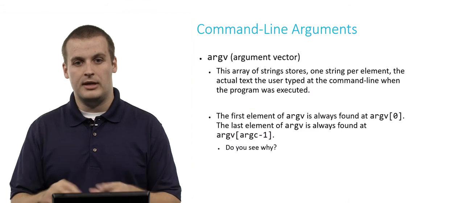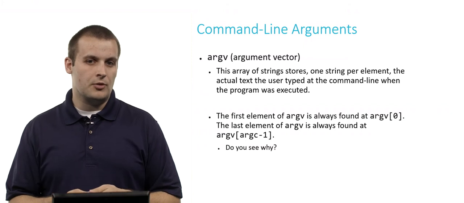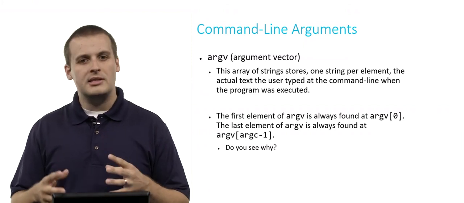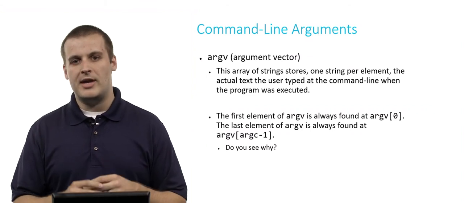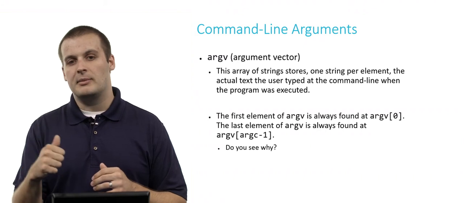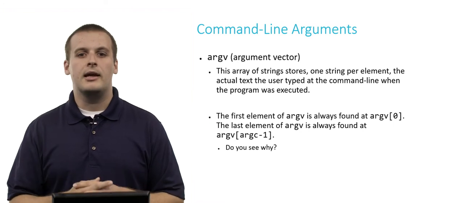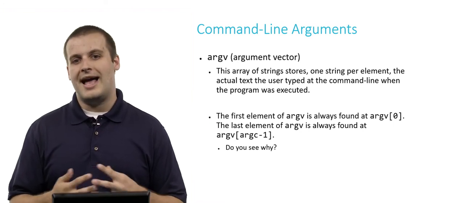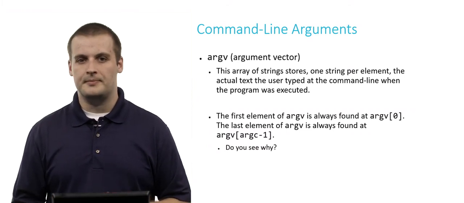Do you see why? Remember how many elements exist in this array? Well, we know that. It's argc number of elements. If the user typed 3 things at the command line, argc is 3. But because in C, when we're working with arrays, the indices of the array start at 0, if we have 3 elements in our array, we have an element at argv0, an element at argv1, and an element at argv2. There is no element at argv3 in an array of size 3. So that's why the last element of argv can always be found at argv square brackets argc minus 1.